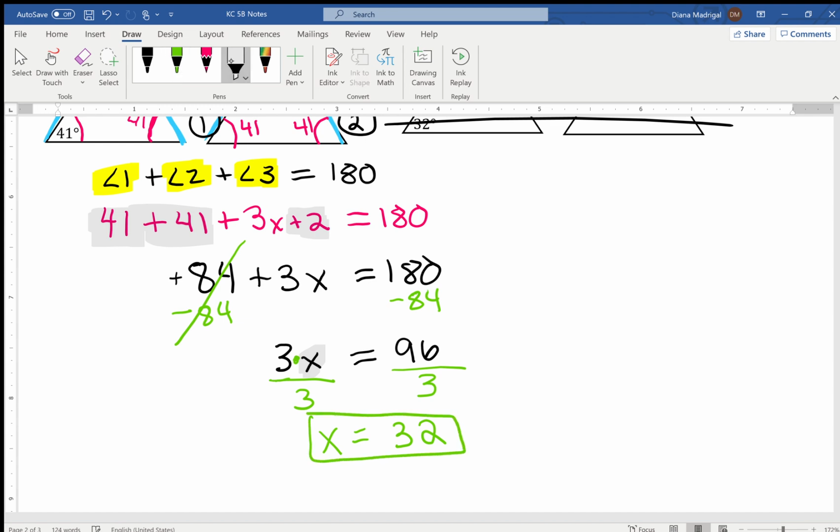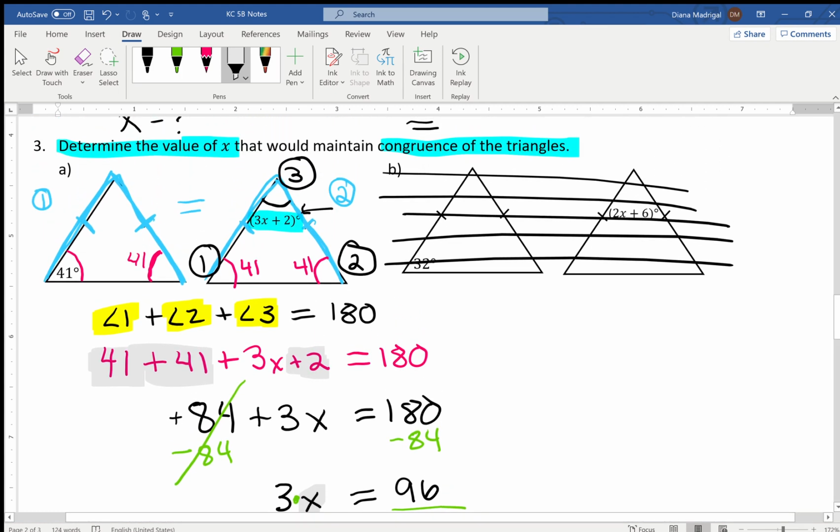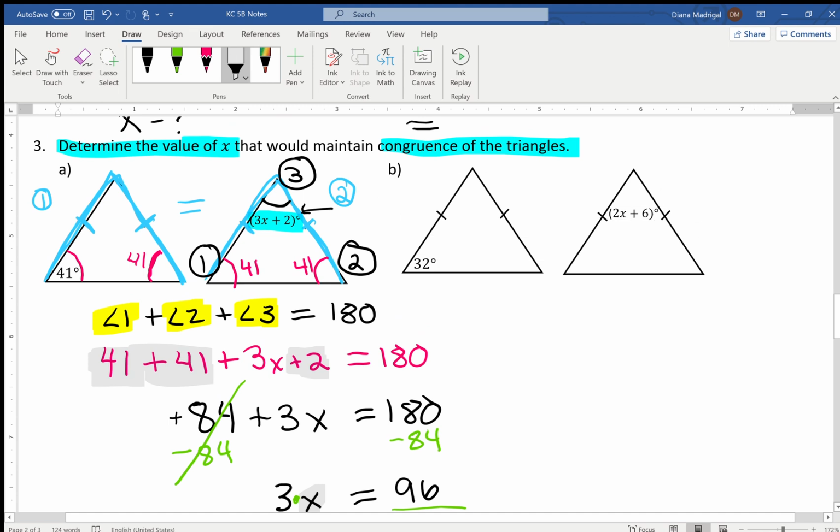Remember they were asking you to solve for x? Well, x equals 32. Okay? It goes back to solving equations, so please be careful. All right, now I want you to try the second problem on your own.